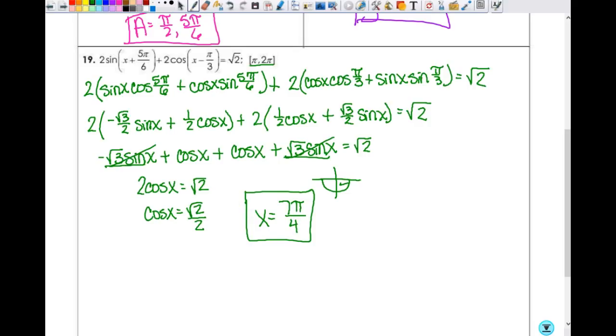Okay, so this is what you can expect on your test. You can also expect maybe for me to just ask you what some of the inverse values are, and even the composite ones. You know, the sine of the cosine inverse of whatever.